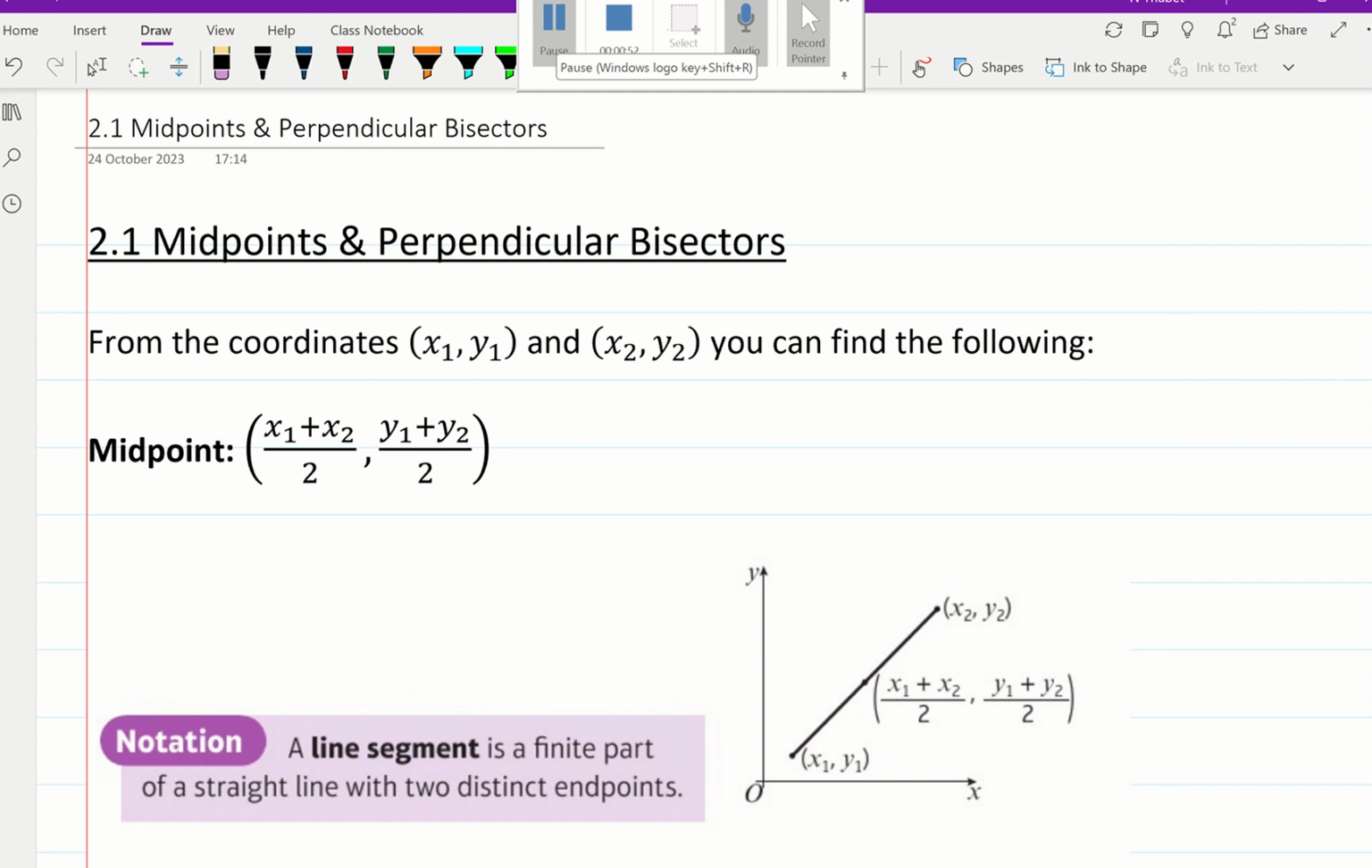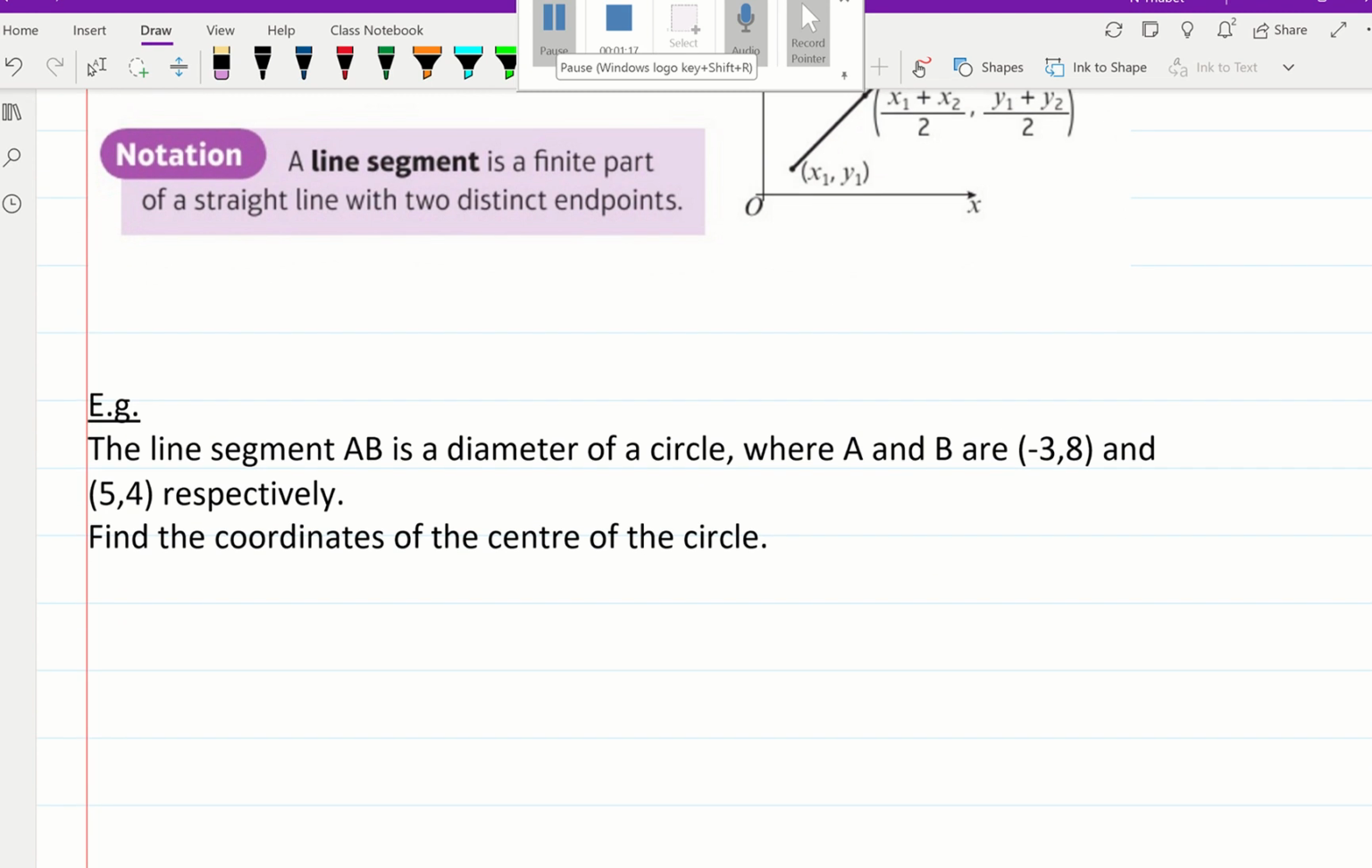And the equation of the midpoint is (x1 plus x2) divided by 2. So it's the x coordinates added and then we divide by 2, comma, and then we deal with the y coordinates, (y1 plus y2) divided by 2. So we find the x coordinate separately by adding the x coordinates. We find the y coordinate of the midpoint separately by adding the y coordinates.